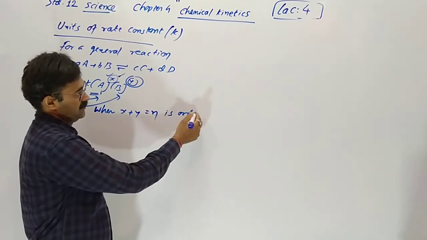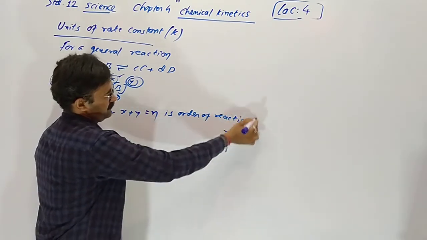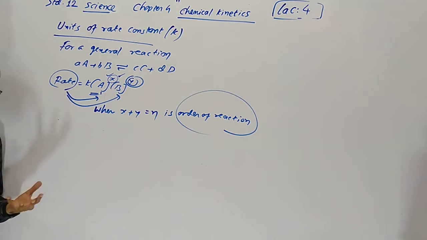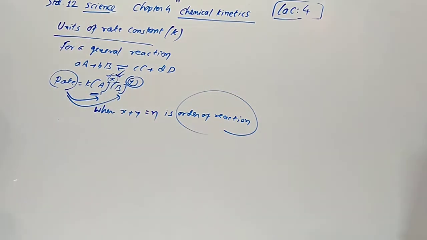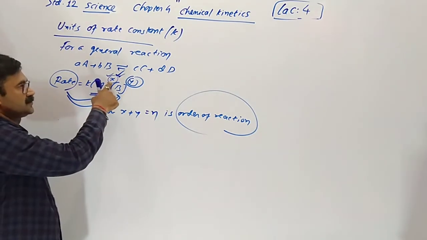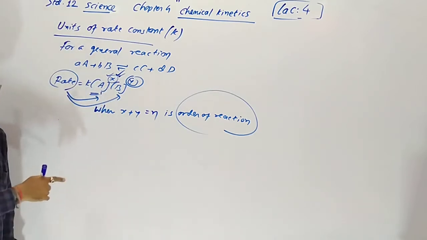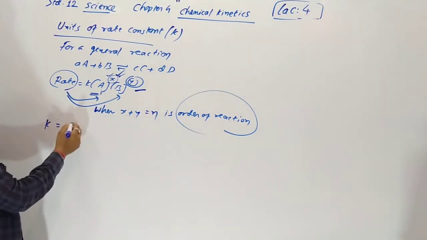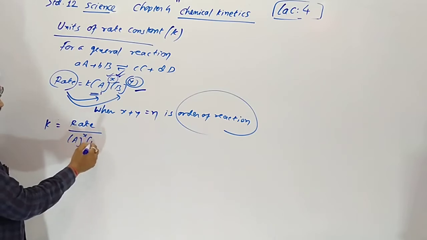Understood? It is the sensitivity of rate: with reference to A, the order is X, and with reference to B, the order is Y. Now overall, the total order of the reaction, where X plus Y is equal to n, is the order of the reaction in total. If I double the concentration of A and the rate becomes 4 times, that shows its sensitivity. Then suppose I increase B 3 times, 3B, and the rate becomes 9 times, then there should be Y equal to 2. So here K is equal to rate upon [A] raised to X and [B] raised to Y.